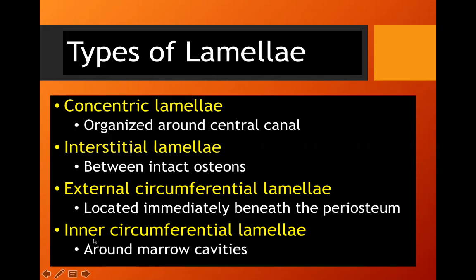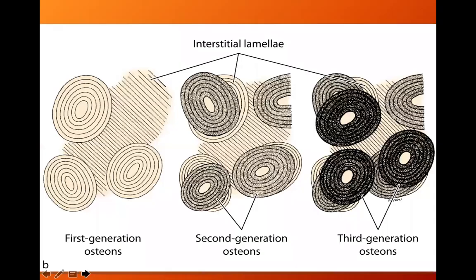Your external and inner, what is the difference? External is located immediately beneath the periosteum. And as you all know, the periosteum is found outside, thus the term external. Your inner or internal circumferential lamellae is found around the marrow cavities. And as you all know, the marrow cavities are found deeper than the compact bone. Picture.